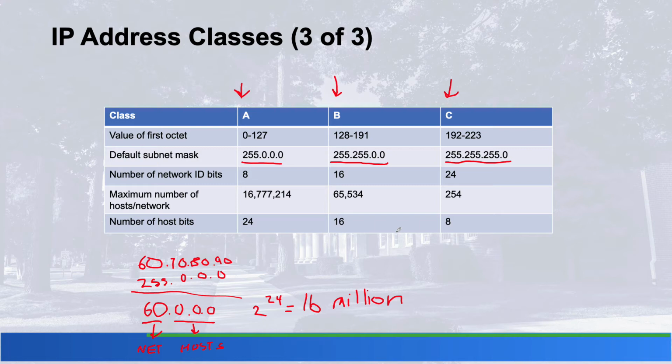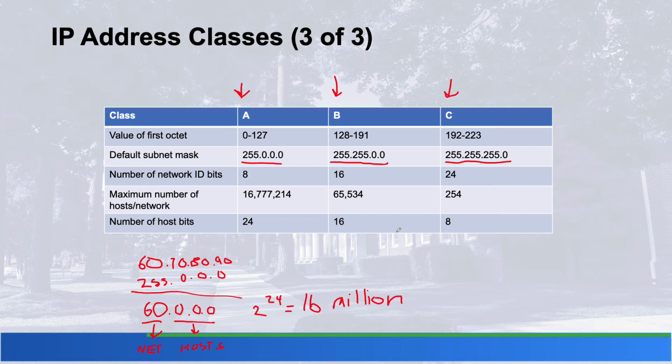Now, since I didn't have 16 million computers in my company, it'd probably be a big waste to give me a Class A address because there'd be all of these unused IP addresses. That was one of the problems we were running into with IP version 4. I had these big networks with 16 million addresses, and I would give it to a school or a company, and then the company might use 500,000 of the addresses. And so I've got all of these extra addresses that I'm not using, right?